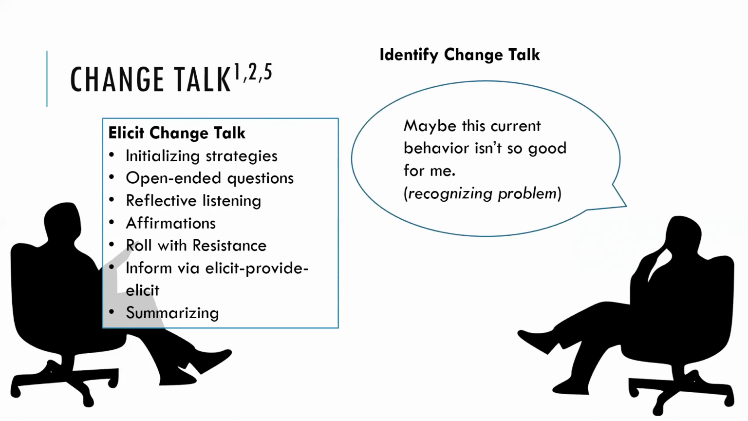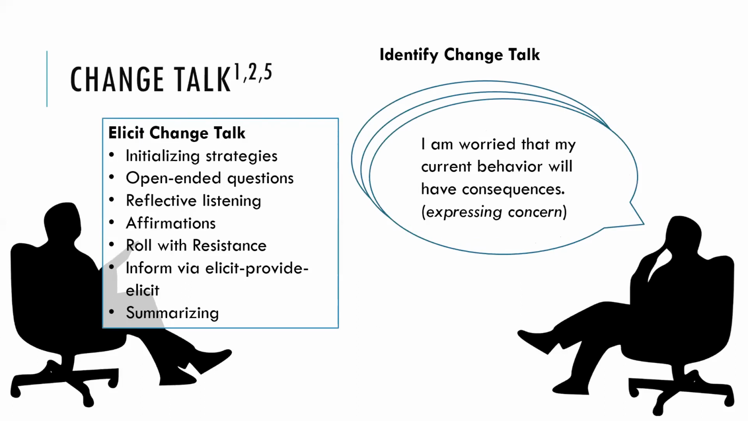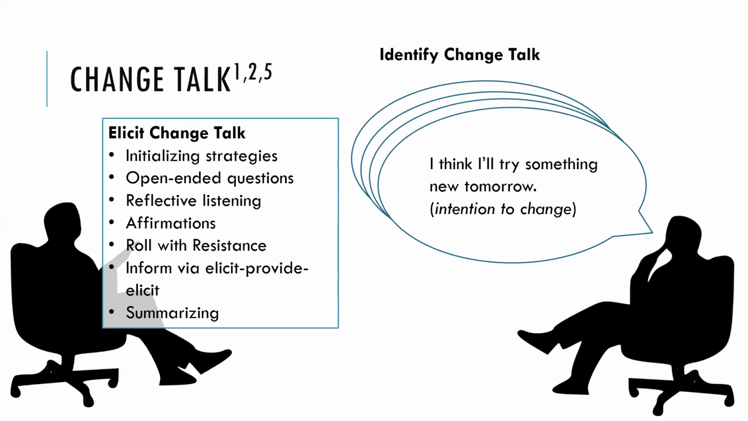For example, maybe this current behavior isn't so good for me. They're recognizing the problem. I could probably make some changes, showing optimism and self-efficacy. I'm worried that my current behavior will have consequences, expressing concern. I think I'll try something new tomorrow, showing intention to change.